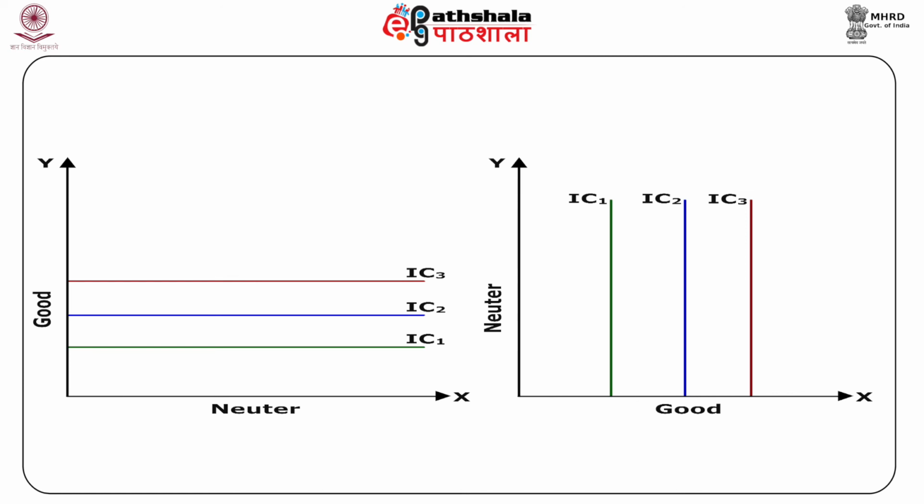On the other hand, if commodity Y is neutral and commodity X is a normal good, then the indifference curve will be a vertical straight line as depicted in figure 15b. In this case, to increase the satisfaction and therefore to reach a higher indifference curve, the consumer must acquire more of a normal good X, as commodity Y does not provide any utility to the consumer. Now you can see figure 15a, 15b.